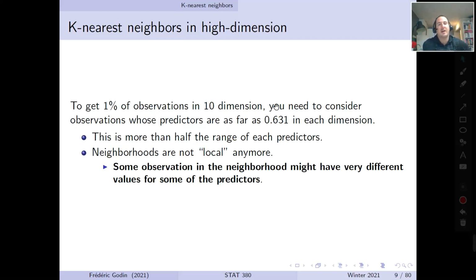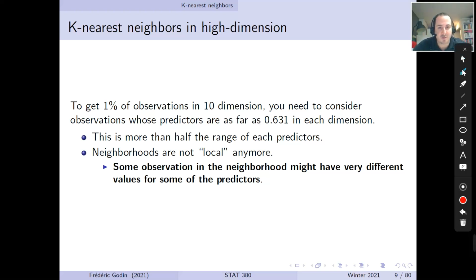Conversely, if you're in high dimension, then to get 1% of the total volume of the predictor space, you need to consider an edge length of 0.63. So you need to have predictors that are 0.63 apart over a total range of 1. So some of them might be very far from each other.